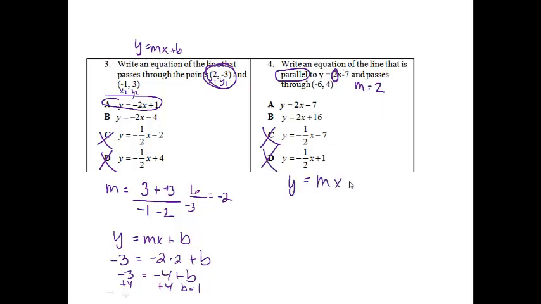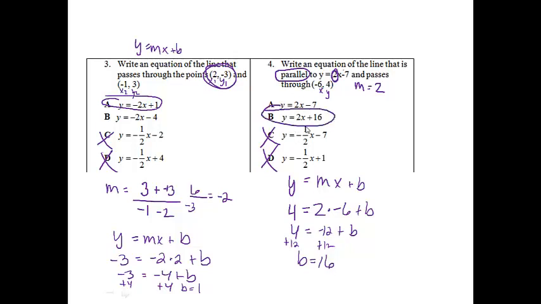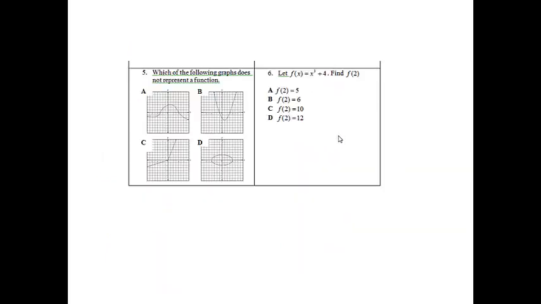I have y equals mx plus b. This is your x and this is your y. So I'll have 4 equals 2, because that was our slope, times the x, which is -6, plus b. So I'll get 4 equals -12 plus b. And then if I add 12 to both sides, my b value will end up being 16, which is choice B.